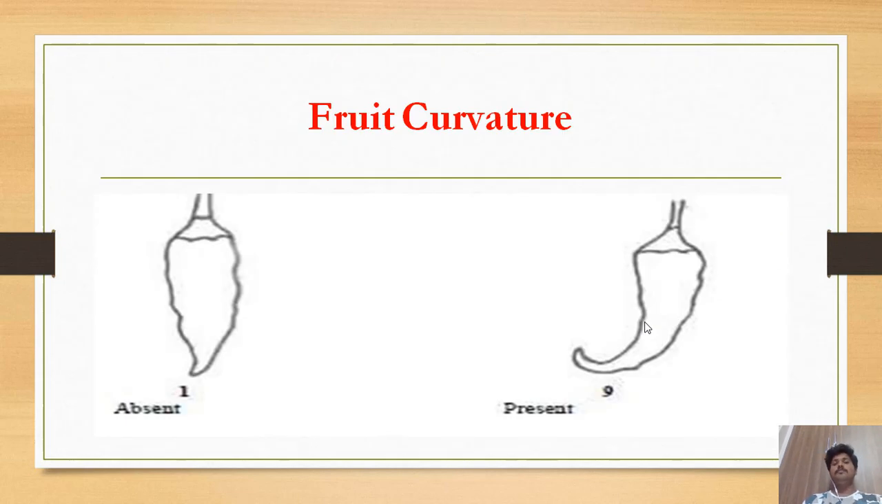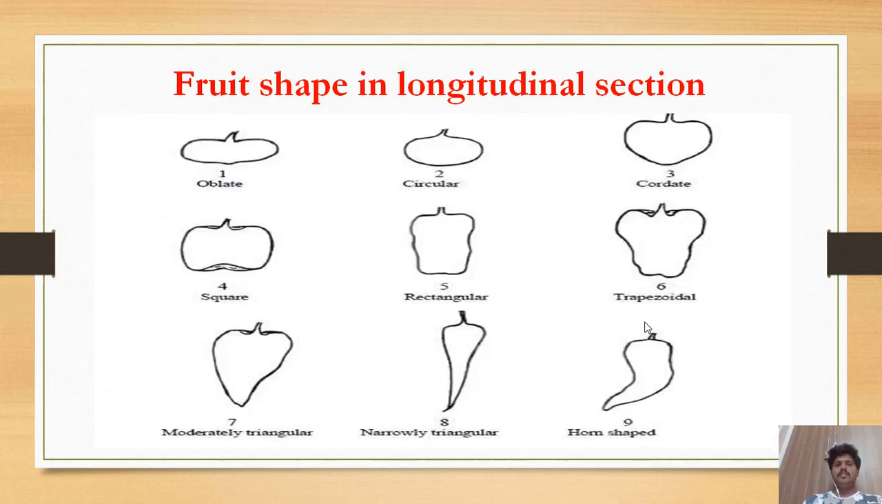Then you see the fruit curvature. Some chilies are almost straight. They are just like that. And some are having some curves or bends. So in this way also we can differentiate or classify the chilies. The fruit shape in longitudinal section. If you cut it longitudinally, you can observe obovate, circular, quadrate, square, rectangular, trapezoidal, moderately triangular, narrowly triangular, and horn-shaped.